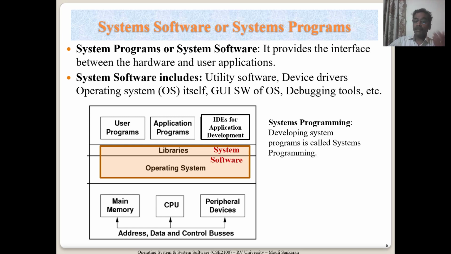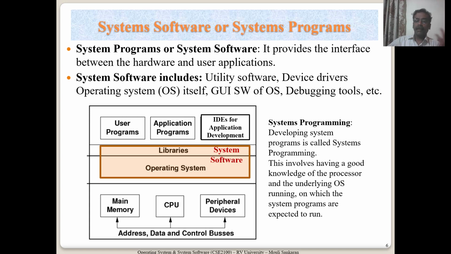Developing system programs is called systems programming. This involves having good knowledge of the processor and the OS on which the system programs are running.